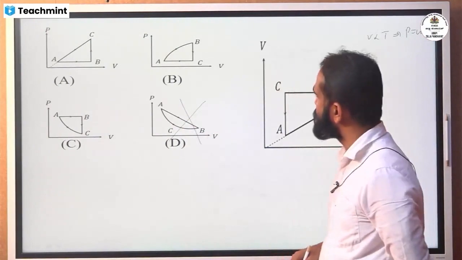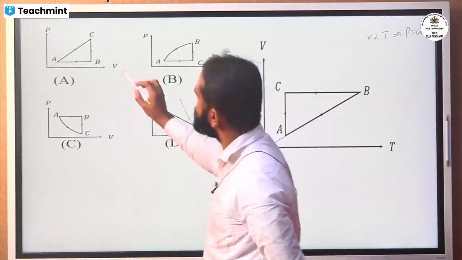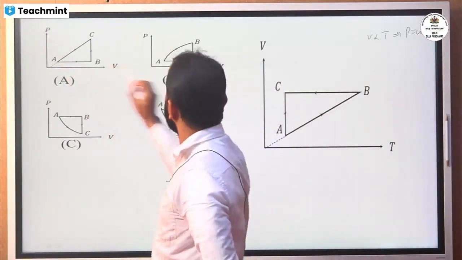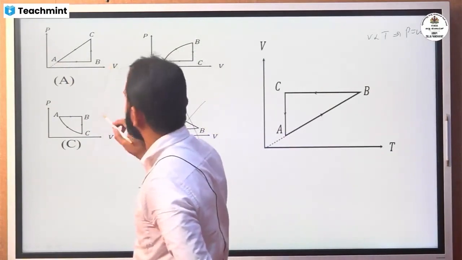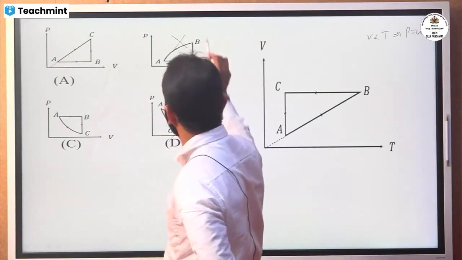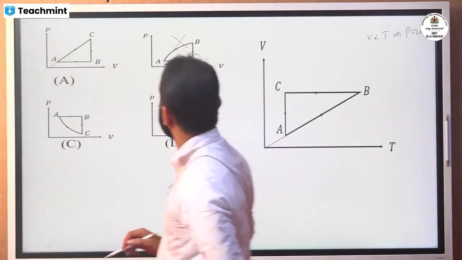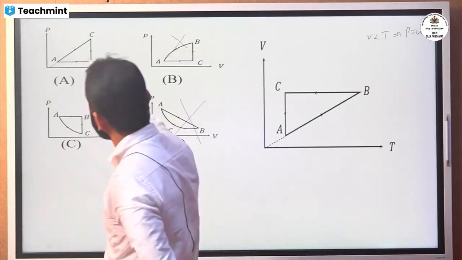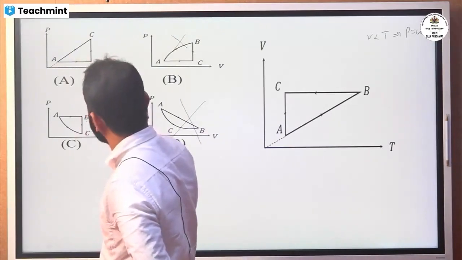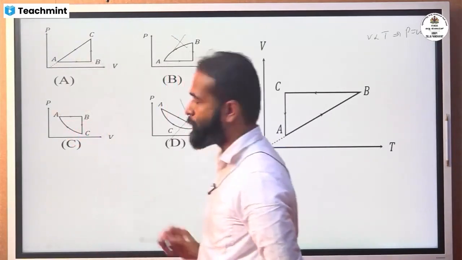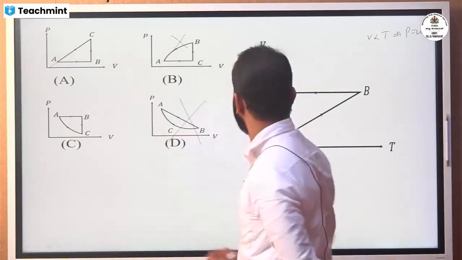Pressure is not constant there, but in all other options, first option A to B here. So A to B, we can rule out option B also. Pressure is not constant there. But in the first option, A to B, pressure is constant. In the second option also, A to B, pressure is constant. So both options are possible now.